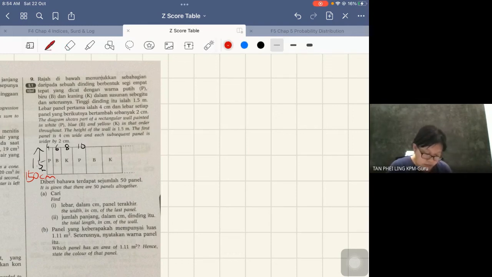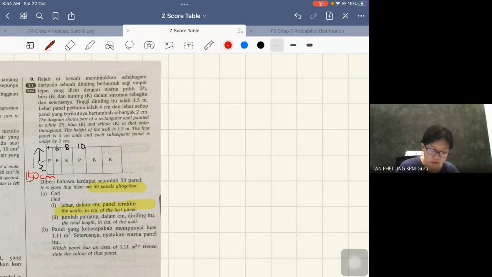All right, so it's given that there are a total of 50 panels. So here they told you that there are a total of 50 panels. They ask you to find the width of the last panel, which means they want the T50. Can I say it like that? Because when you analyze it, you have 4, 6, and then 8, 10, 12 like that. So you know that the last one is T50, because there are a total of 50. So the last T will be T50 equals to the length that we don't know.